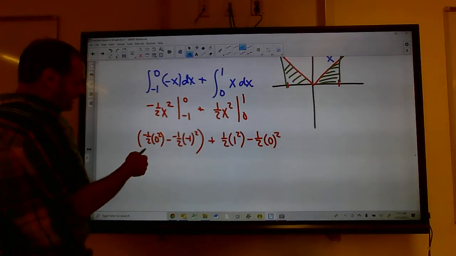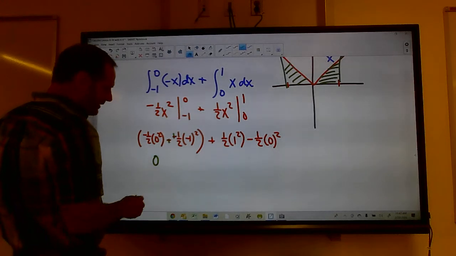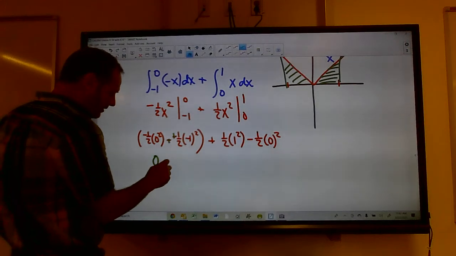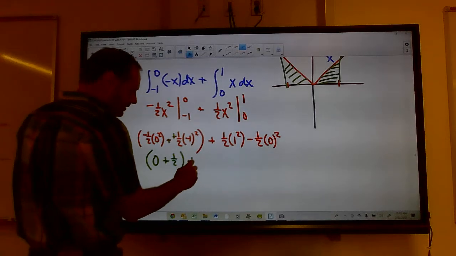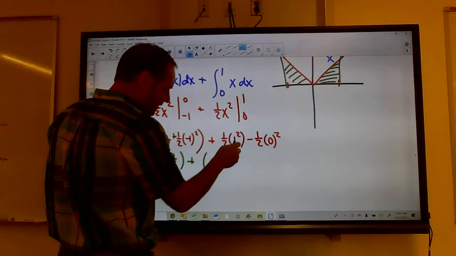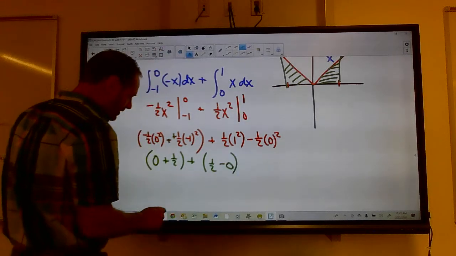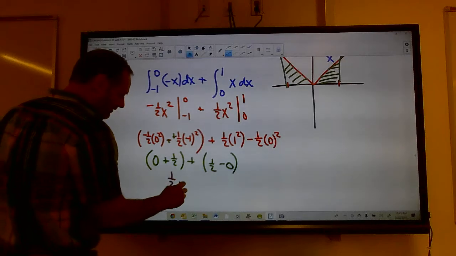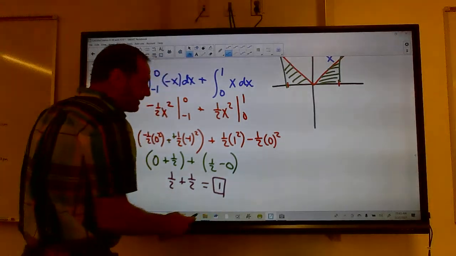Okay, so this right here is going to be 0 plus, those two negatives cancel out, that's going to be 1, so this is half of 1, which is 1/2. Plus, over here I get 1 squared times 1/2 is 1/2 minus 0. And I end up with 1/2 plus 1/2, which is 1. Which makes sense with this picture.